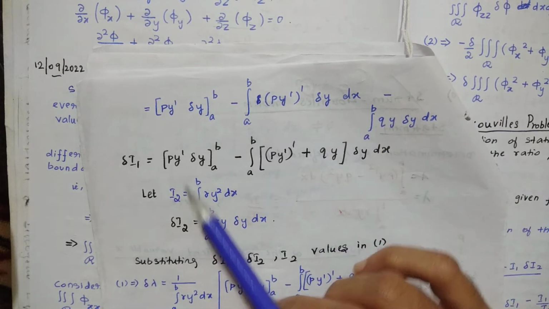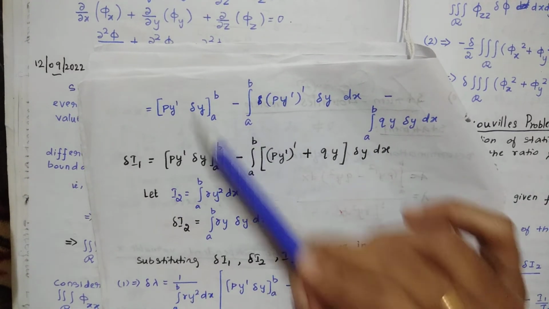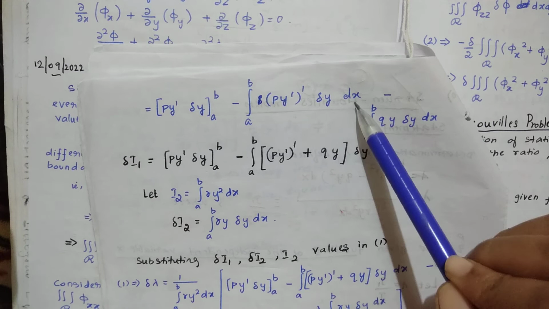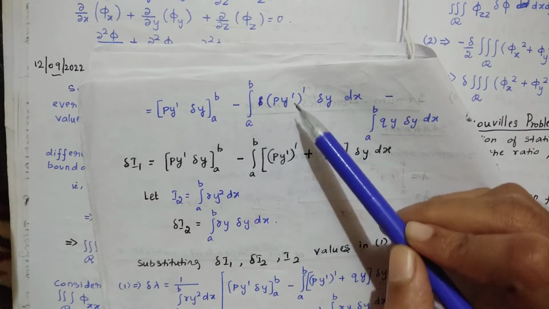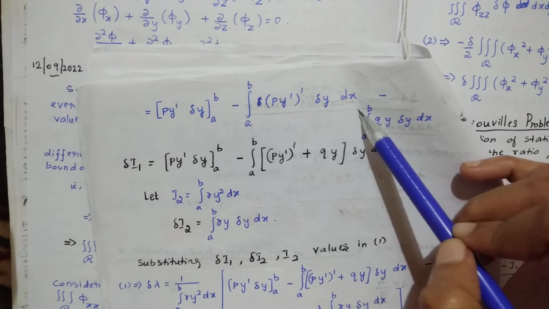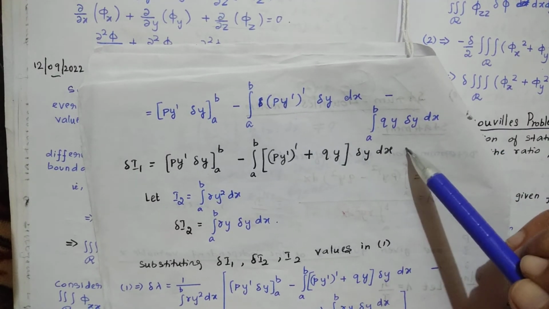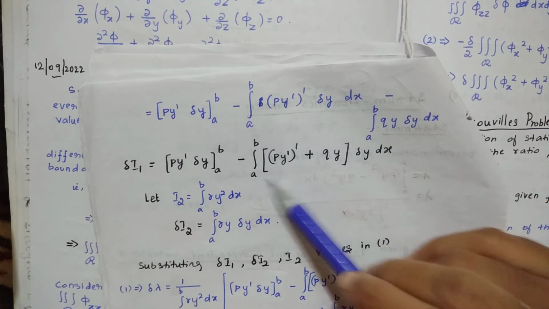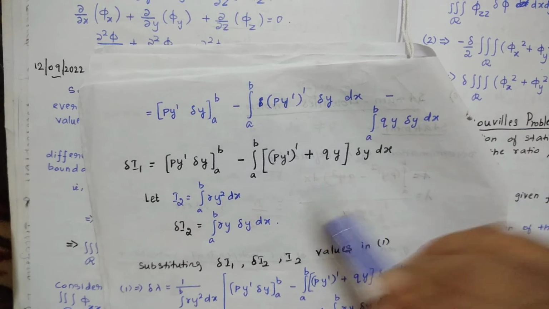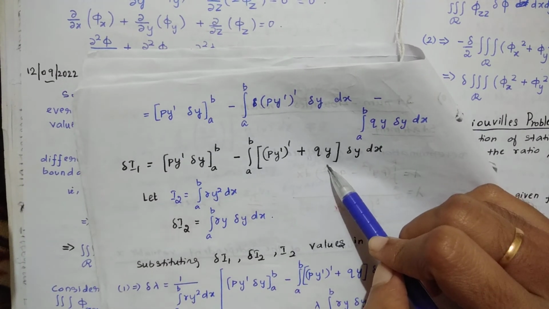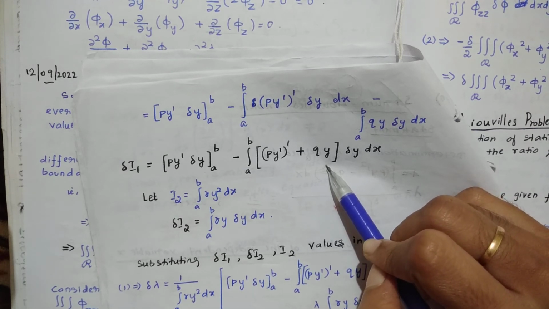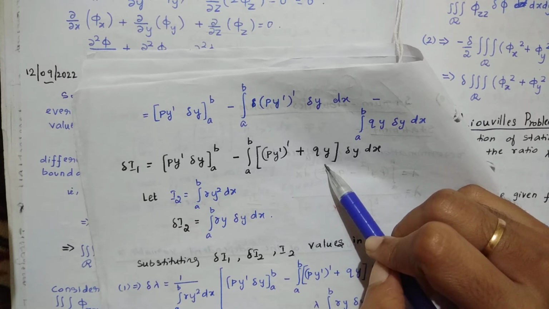So you will get like this, and then delta I1 is equal to this term minus, from these two terms you are taking integral a to b and delta y dx common. Because here also you have integral a to b delta y dx, and here also you have integral a to b delta y dx, right? So from these two terms you can take these common, and that is why when taking common you will get this delta I1. Now our intention is to find delta I2. The reason why you want to find delta I2 is that in equation number 1 you have to substitute these values, right?